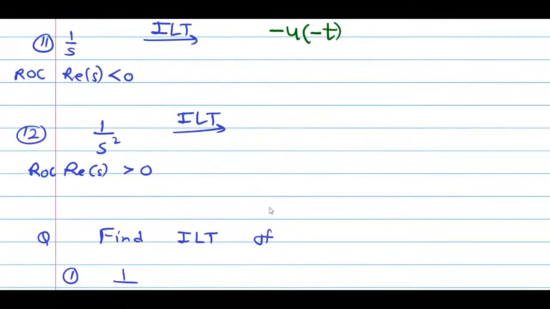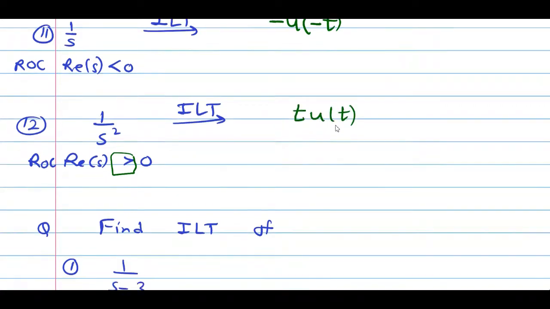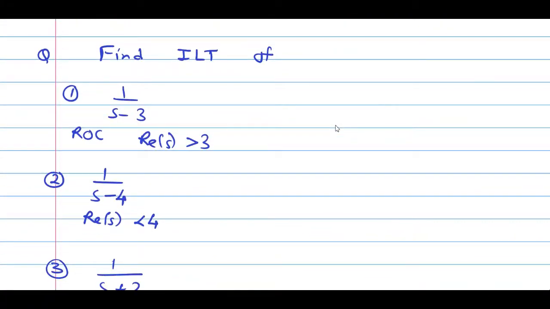Then 1 upon s square, ROC given is real of s greater than 0, greater is given, so u of t will come. So the inverse of 1 upon s square is t into u of t. Next question, find the inverse Laplace transform of 1 upon s minus 3. ROC given is greater than 3. So its inverse Laplace is e raised to 3t into u of t.